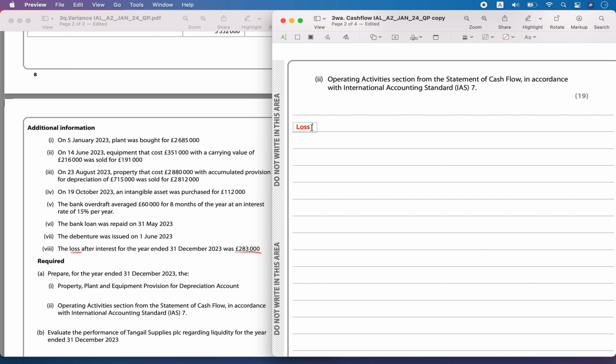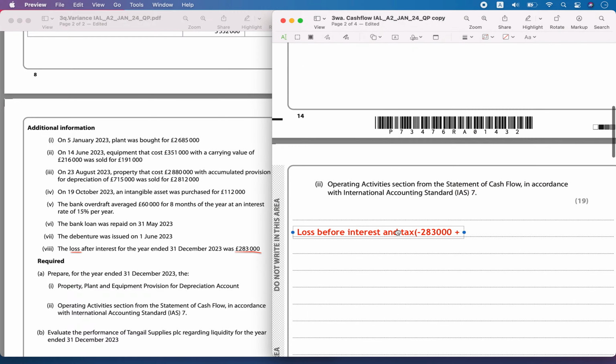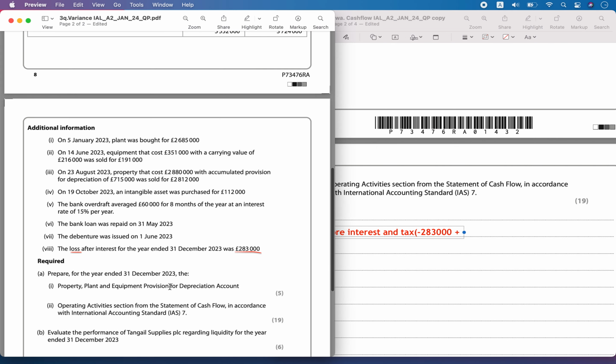So the loss before interest and tax, we will start off from that point. The loss before the interest and tax was minus 283,000.